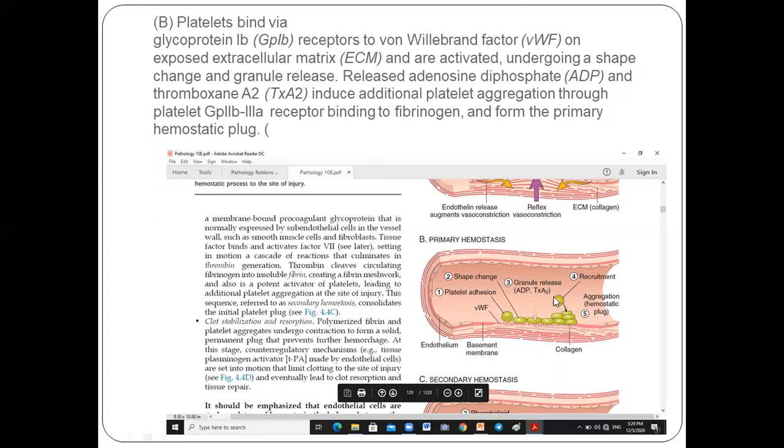So, what is the process? First of all, platelets bind via platelet glycoprotein 1b receptor to subendothelial von Willebrand factor, and glycoprotein 2b-3a binds to fibrinogen. You can see the detailed process. This is the endothelium basement membrane. This is subendothelial von Willebrand factor. There will be platelet adhesion to the subendothelial factor. There will be shape change. Then thirdly, there will be granule release. Then there will be additional recruitment and aggregation. More platelets will be aggregated to form the primary hemostatic plug.